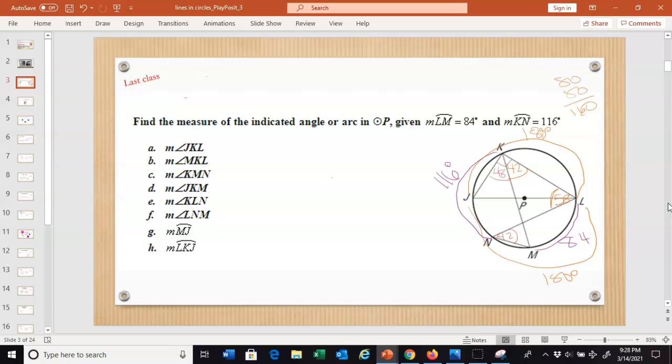So the measure of angle JKL, oh yep, that's 90. MKL, that's 42.